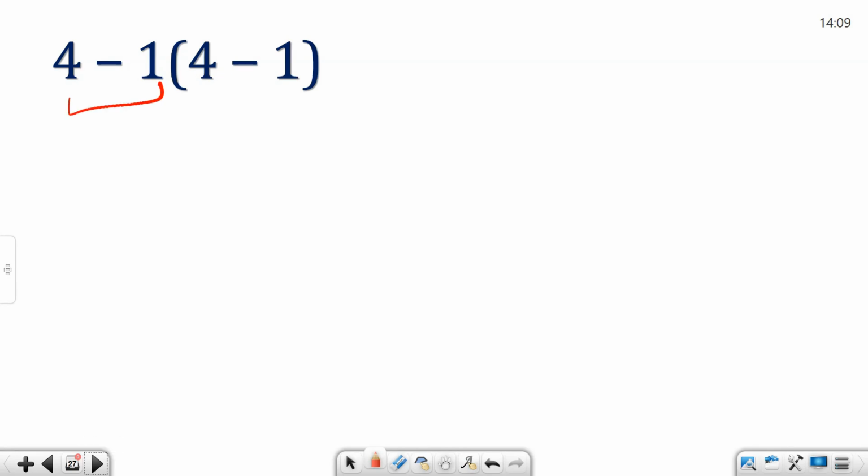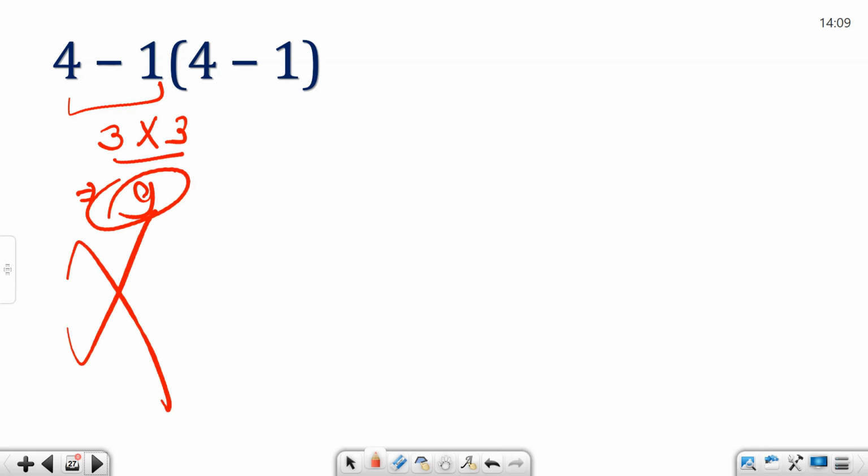Today's question is 4 minus 1 in brackets 4 minus 1. So 4 minus 1 is 3. Remove the brackets. 4 minus 1 is 3. Now it's 3 times 3, which is 9, but this is the wrong answer.